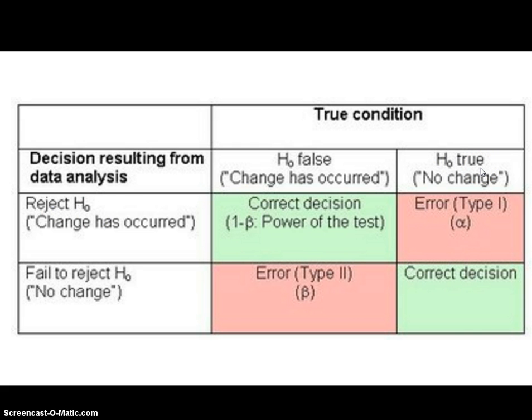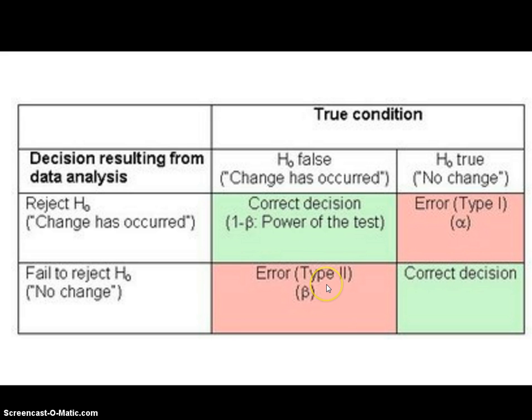And we talked a little bit about this in class, the probability of getting a type 1 error is going to be alpha. So alpha actually is the probability of getting a type 1 error. And that alpha level is picked before the hypothesis test is done.